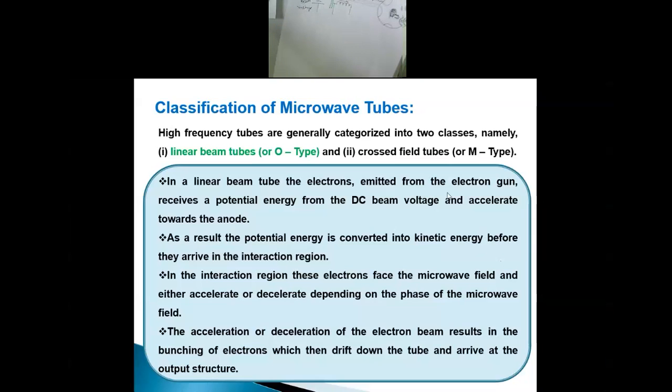What does the interaction region mean? It is a region where your field is propagating. We can say it is a region where your electrons propagate in a given magnetic field. When your electrons are moving in that particular region, then due to the signal or the microwave field, the electron will accelerate or decelerate depending upon the phase of the microwave field.